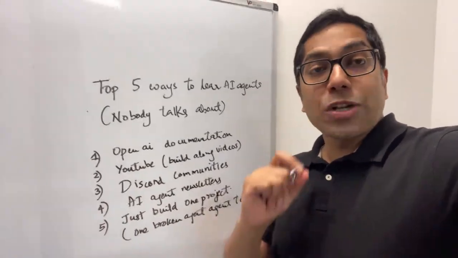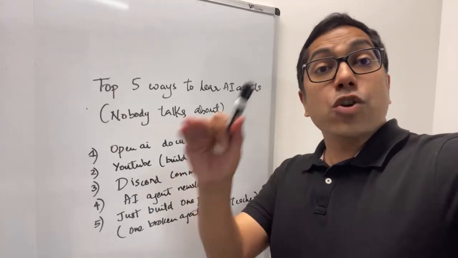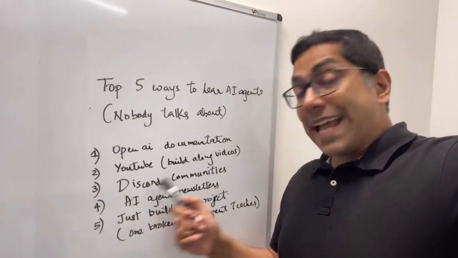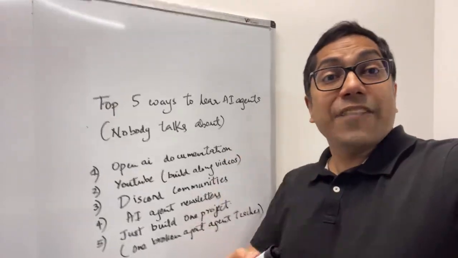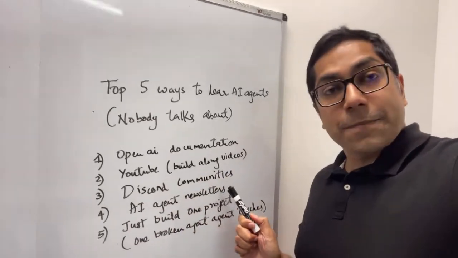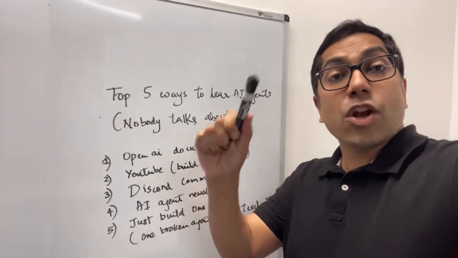Number three, I absolutely love this. Get into secret Discord communities where you can actually learn AI agents and build something. Four, the most favorite of all, I love to read. Use and subscribe to free AI agent newsletters. They're very, very important and you can skyrocket your learning.